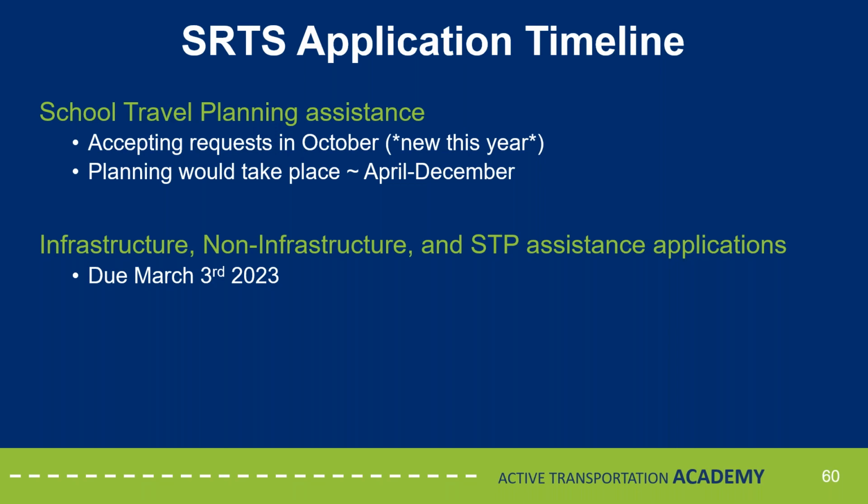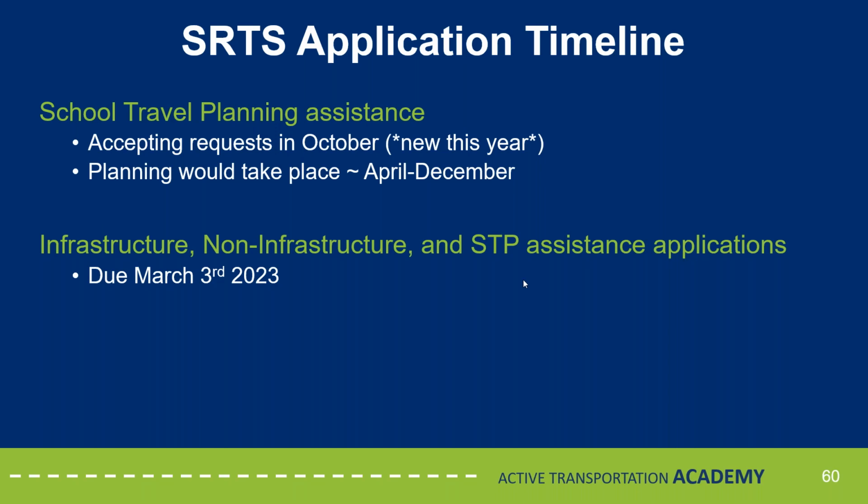Something that's new this year, we will open up school travel planning requests in October. So there will be this earlier opportunity for communities who are looking for school travel planning assistance to apply before the end of this calendar year. Those applications will be due in December, and this will allow planning to take place a little bit sooner. So we'll be able to kick off the development of those school travel plans closer to about April next year.